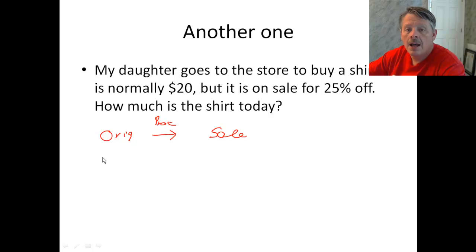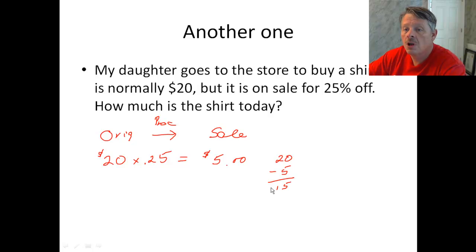I can say that the shirt normally costs $20, and it's on sale for 25% off, which is 0.25, which is going to give me a total of $5. Now that does not mean my shirt costs $5, because that's the off price. So it would be 20 minus 5, which would give me $15, which is the current price of my shirt. I'm saving $5. That's the amount I have off.